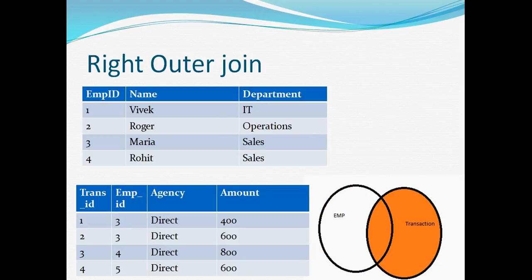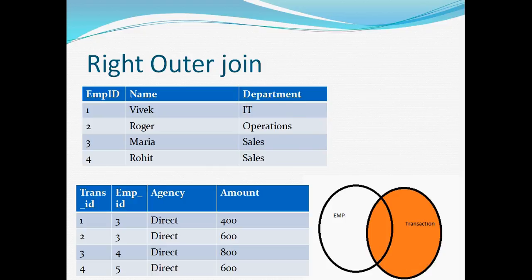Then we have the right outer join. In a right outer join, every single row corresponding to the transaction table will be in our output. For example, employee ID 5 is not present in my employee table. Still, I will have it as a part of the output. And why do we use it? In case I want to generate a report for the revenue earned by all my employees, I can use a right outer join.